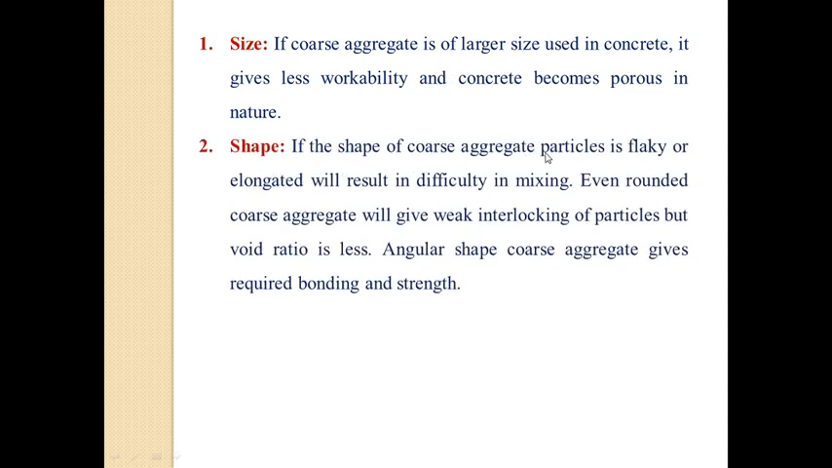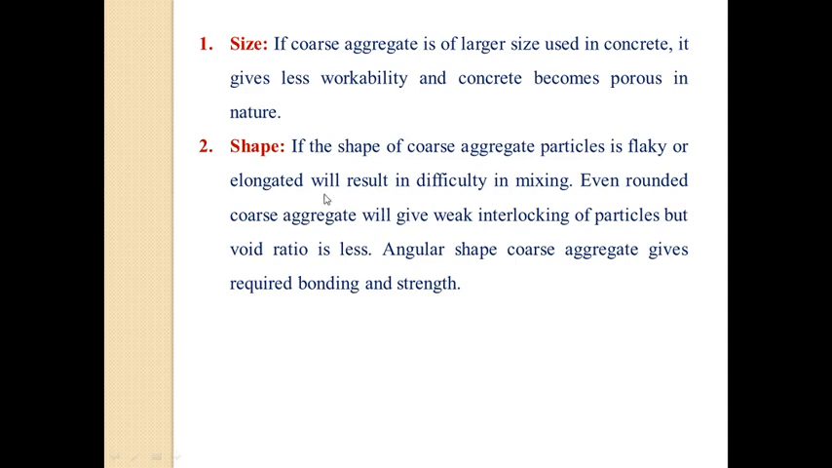If the coarse aggregate particles are flaky or elongated, it will result in difficulty in mixing. Even rounded coarse aggregate will give a weak interlocking of particles, though the void ratio is less. Angular shaped coarse aggregates give the required bonding and strength.